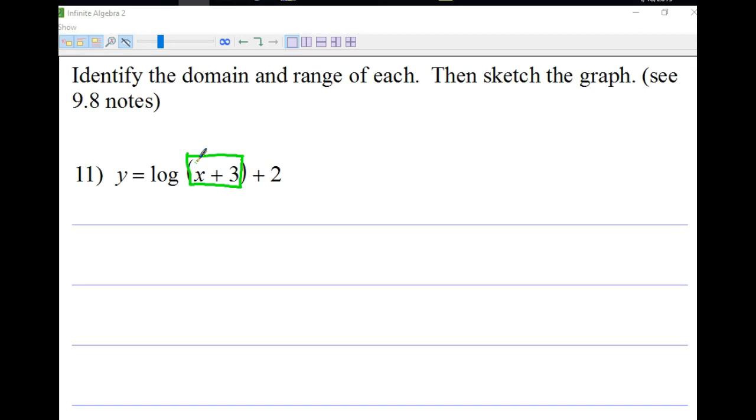All right, so if you want to graph a log function, the first thing that you need to do is find the domain restrictions.